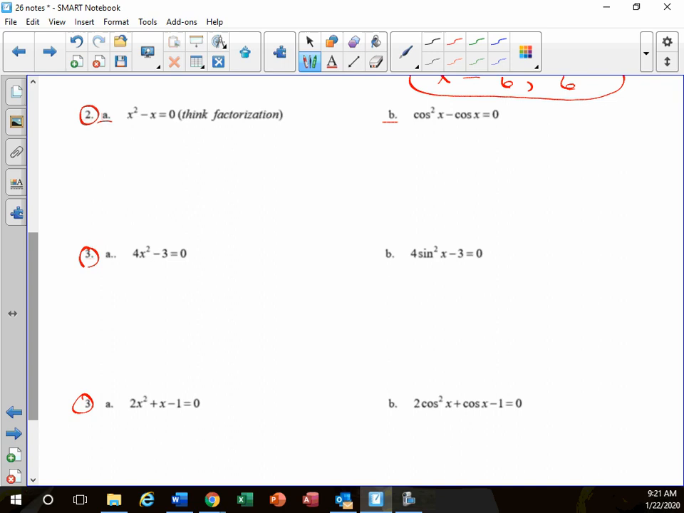Let's see how your factoring went. So for 2a, did you guys know what to do on the left? No. Okay. It's only two terms, so you're not factoring a trinomial. So you have to look for a GCF. X, exactly. Take out an X.